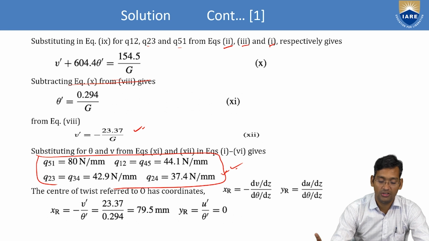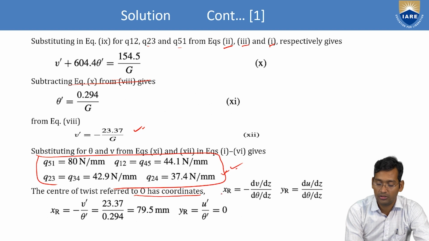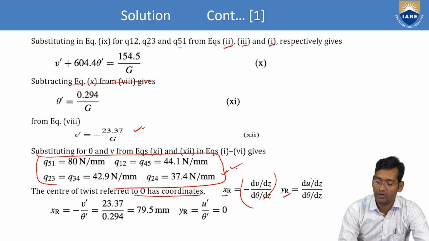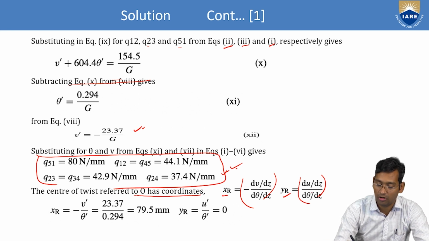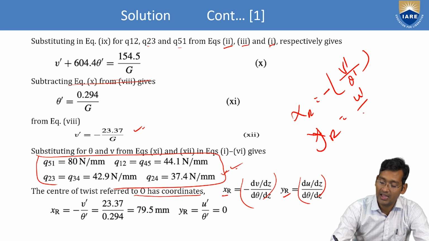Now the second question is what? The center of twist. Okay, the center of twist referred to O as coordinate. What? That's XR and YR. So XR is what? Minus dV by dz divided by d theta by dz, and YR is dU by dz divided by d theta by dz. Or simply you can say XR is equal to minus dV by dz, which is V dash, divided by d theta by dz, which is theta dash, and YR is U dash by theta dash.